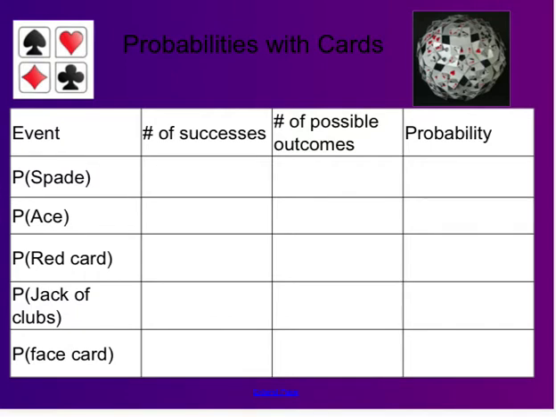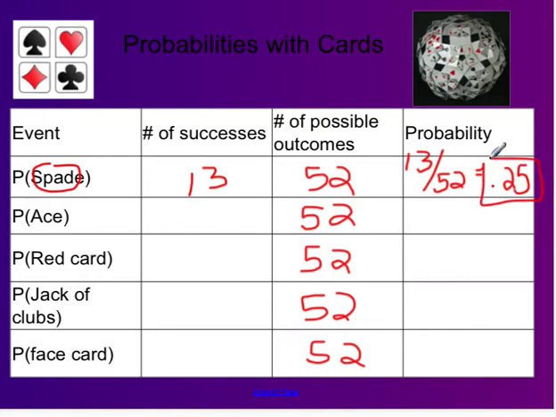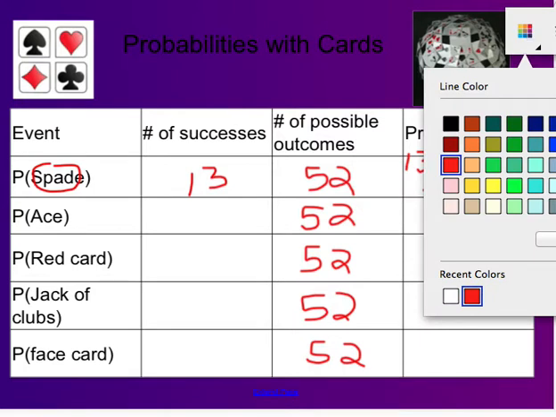So we want to find the probability of getting a spade. Well, first of all, for all of these, our possible outcomes are 52. Then we want to figure out the number of successes for each of these. So what is the probability of getting a spade? Well, a spade is one of our suits, and per each suit, there are 13 cards. So the probability of getting a spade is 13 out of 52. You take 13 and divide it by 52 and you get 0.25. So there's a 25% chance of getting a spade. That would make sense because there are 4 suits and one of the 4 is spades.